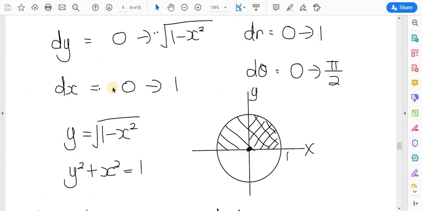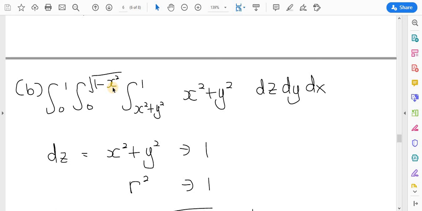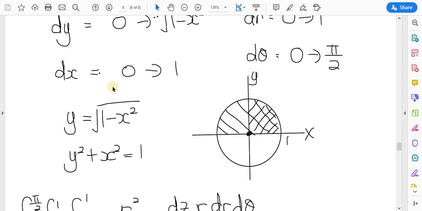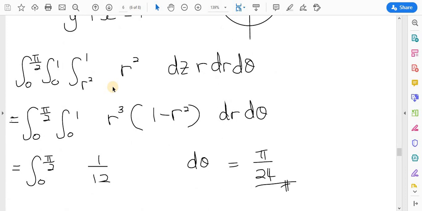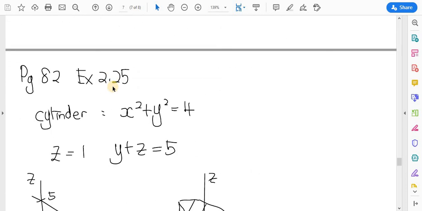In that question, you don't need to draw a 3D solid, you just solve it, because it is not calculating the volume. It is just a normal question where you have to solve it. But for this one, you need to calculate the volume. So this question says you have to use cylindrical coordinates to find the volume of the solid within the cylinder x squared plus y squared equals 4, and between the plane z equals 1 and y plus z equals 5. So you have to find the volume which is bounded by the cylinder and two planes.